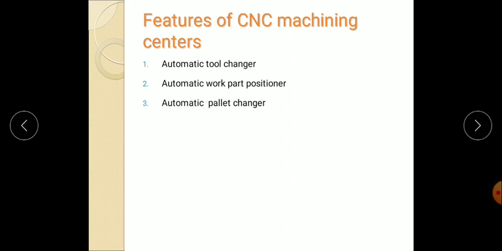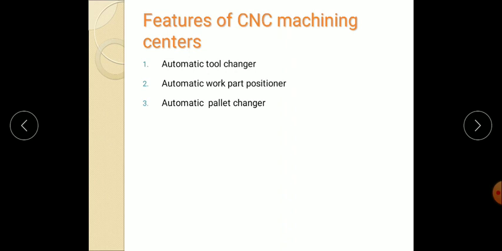Next one is the automatic pallet changer. Pallet is nothing but the storage of the finished parts or the storage of the tools. Basically, there will be two types of pallets. Machining centers are always equipped with two or more separate pallets that can be presented to the cutting tool using an automatic pallet changer. While machining is performed with one pallet in position at the machine, the other pallet is in a safe location away from the spindle.